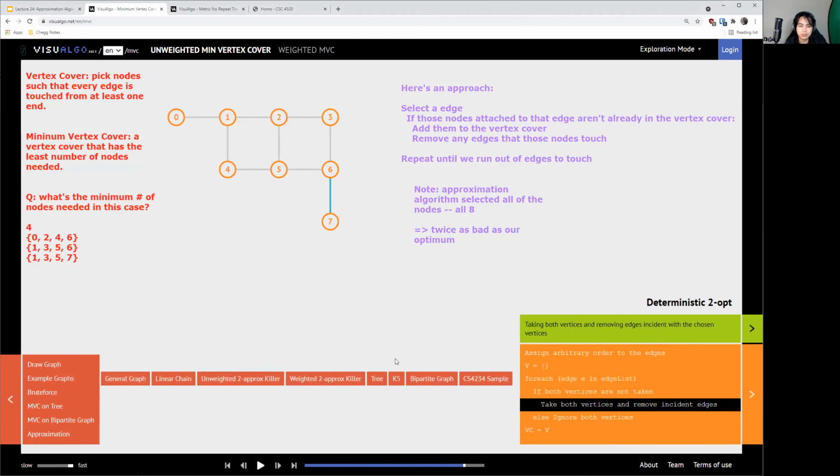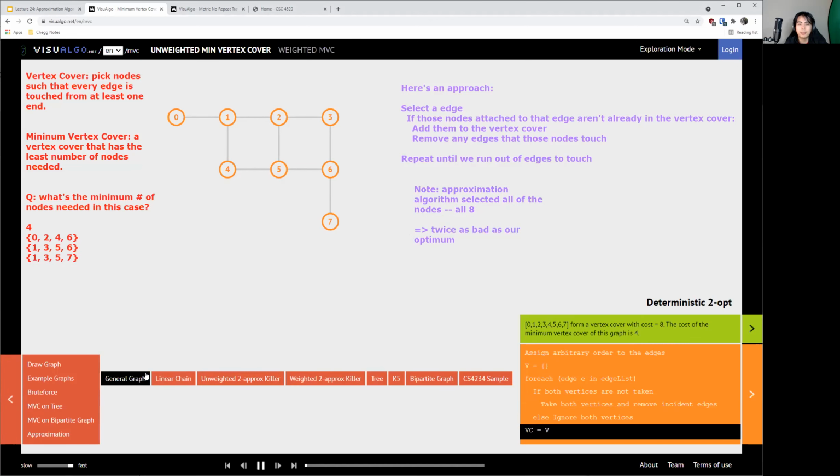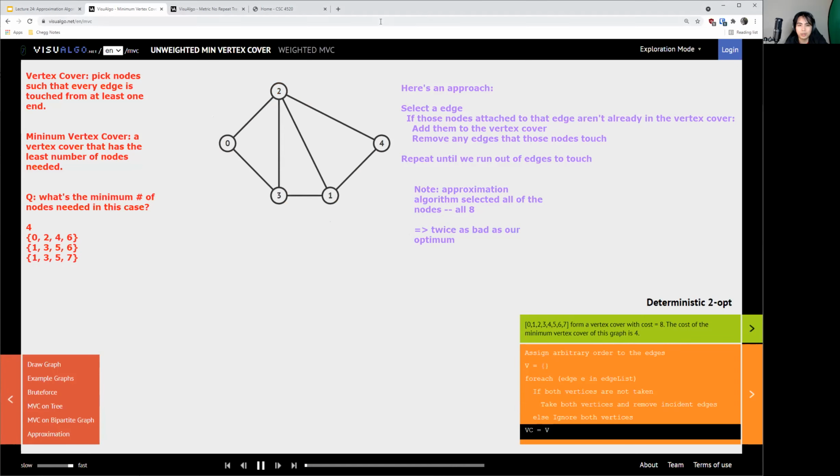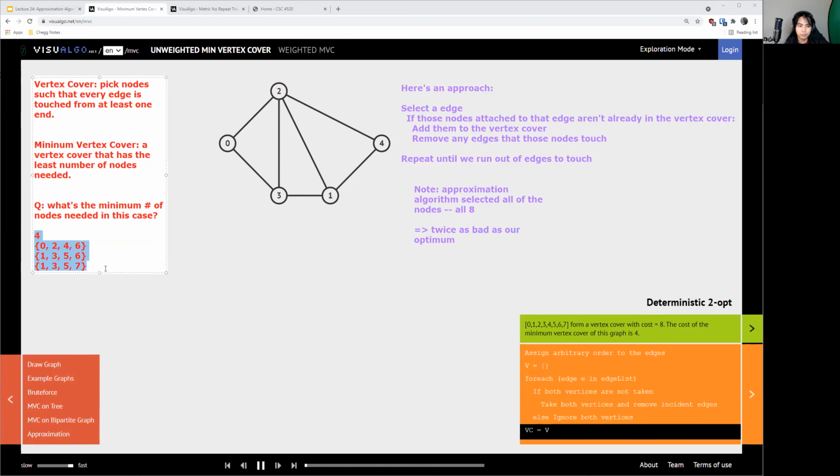Let's go ahead and take a look at some maybe other examples that we might care about, right? So let's go ahead and take a look at this one. This one, we know that the best case scenario here isn't 4, it's 3. We can pick 3 nodes here. For example, we could pick 0, 1, 2, and that would be a valid minimum vertex cover. We could pick 0, 1, 2, 3. We could pick 2, 3, 4. These would all be vertex covers, and I think there might be a few more here.